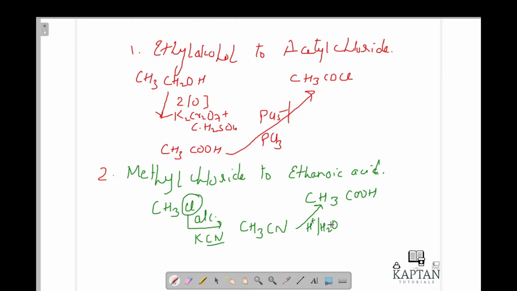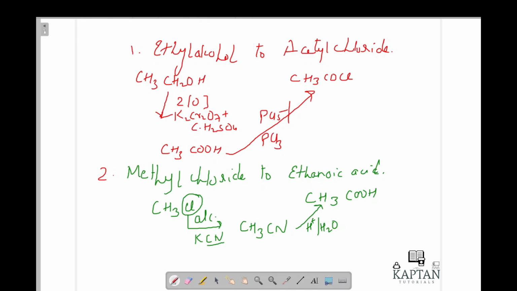Now this CH3CN can be changed directly to acetic acid by carrying out hydrolysis in the acidic medium, H plus and H2O. So what will be removed out of it? That will be minus NH3, and it will change into acetic acid. So we always say that if you carry out a complete hydrolysis of cyanide, then it changes to carboxylic acid. So what we have to remember? We have to remember the reagents which can be used to change the functional group from one form to the other.